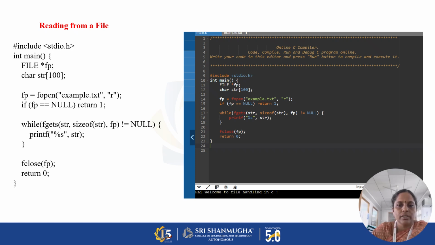For that we need to use fgets. fgets(str, sizeof(str), fp): str is where the characters read one by one from the file will be stored, then the size of str, comma, the pointer variable where this file exists, for example example.txt, which is passed to the variable. Until it is not equal to NULL, each and every line is read and printed on your console. So here printf percent s, str. Hi, welcome to the file handling in C function. Then fclose(), and the function returns.